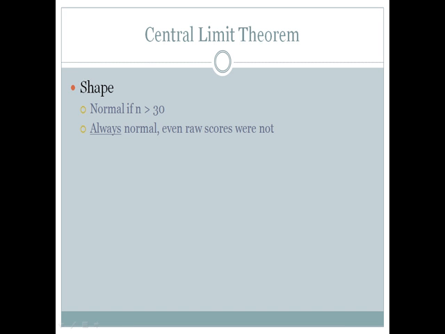It is guaranteed to be normal if one of these 2 conditions is satisfied. If the population from which the samples are obtained is normal, then the distribution of sample means is guaranteed to be normal. And if the sample sizes we are using are 30 or greater, then the shape of the distribution of sample means is guaranteed to be normal. So we need to remember those 2 conditions that guarantee that the distribution of sample means will be normal. One is if n is greater than 30, and 2 is if the population is normal to begin with.